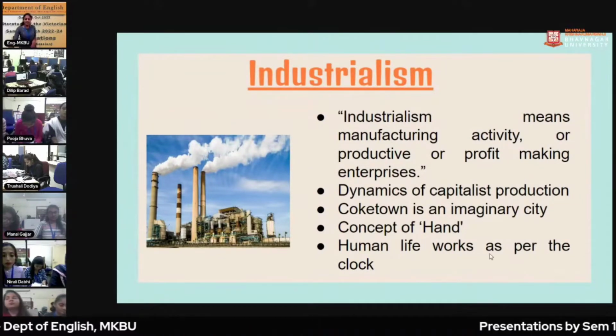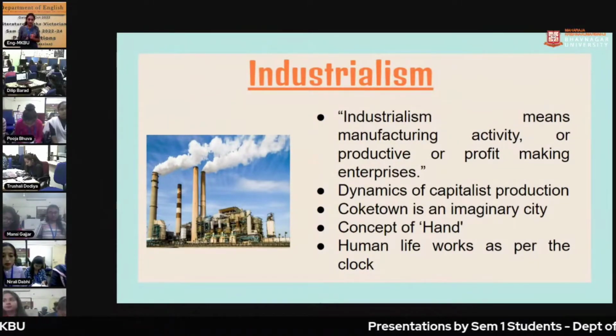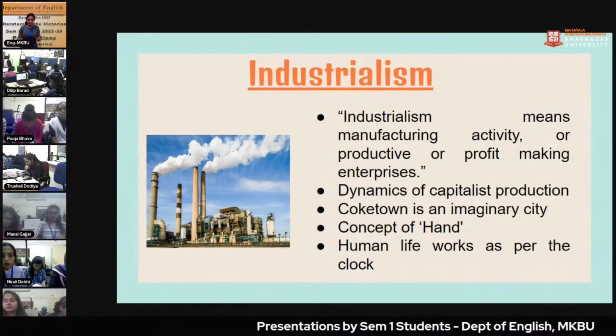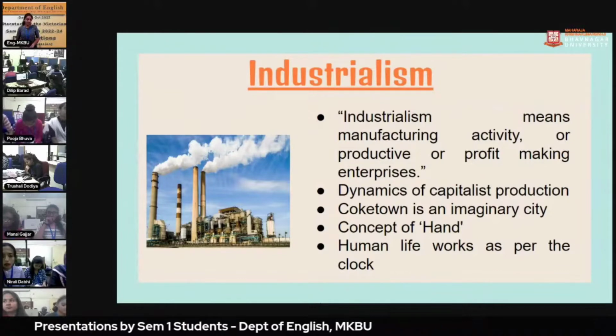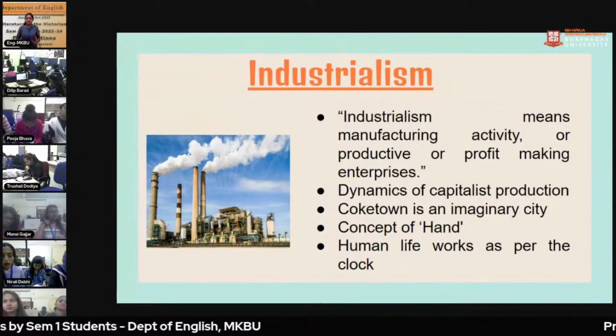Human life works as per the clock. In this novel, through Mr. Gradgrind's behavior and all that, we can see that, and even in our time, we are working as per the clock.